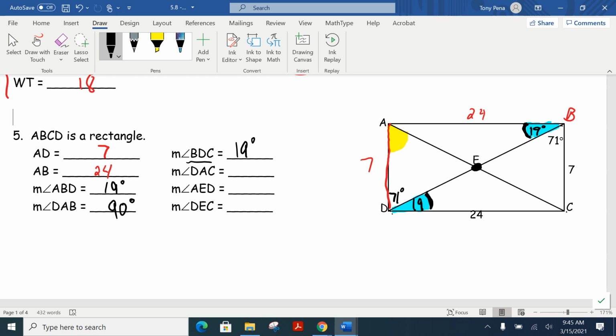Then in any parallelogram, they bisect each other. So if this whole length is congruent to this entire length, and then each of them gets cut in half by each other, what that would mean is this segment, this segment, this segment, and this segment would all have to be congruent.